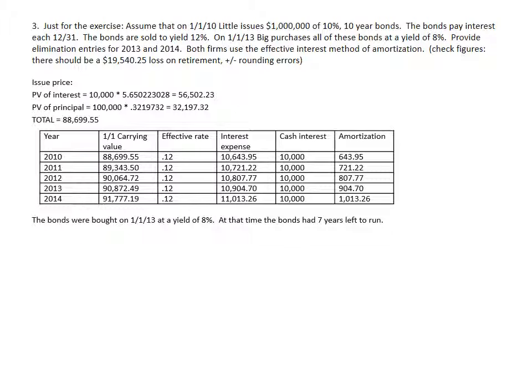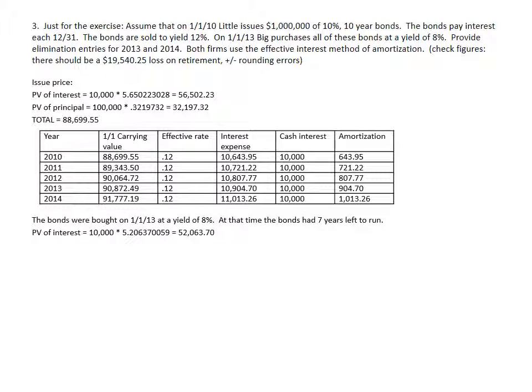Now, Big Company bought the bonds on January 1st, 2013 at a yield of 8%. So again, we need the value of these bonds at that time. These bonds have 7 years left to run, and we need to calculate the present value of these bonds. What's the market price of these bonds discounted at 8%?